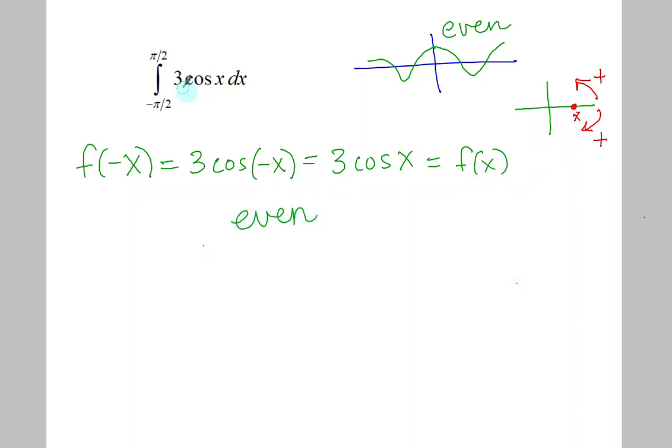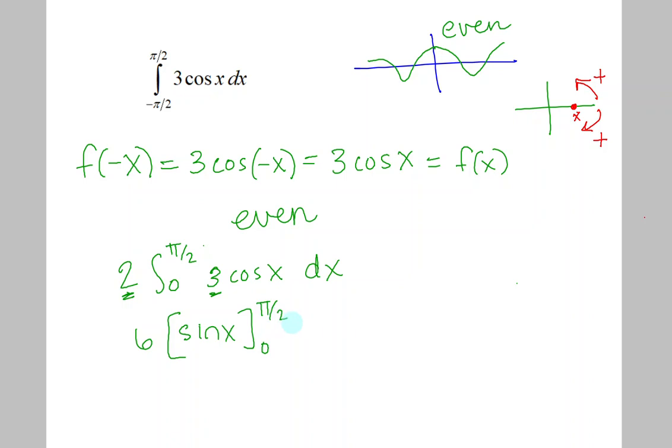And now instead of this integral, I'm going to rewrite it as 2 times the integral from 0 to pi over 2 of 3 cosine x dx. And now I can do the antiderivative. I'm just going to multiply the 2 times the 3. The antiderivative of cosine x is sine x.